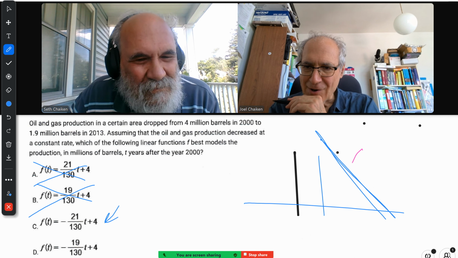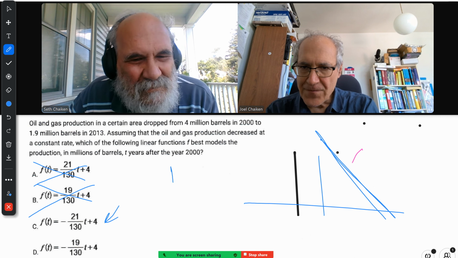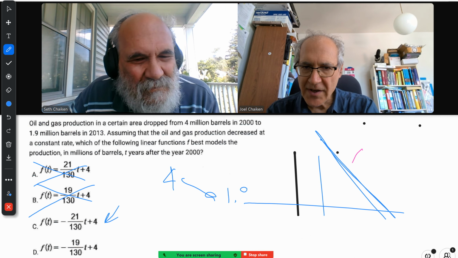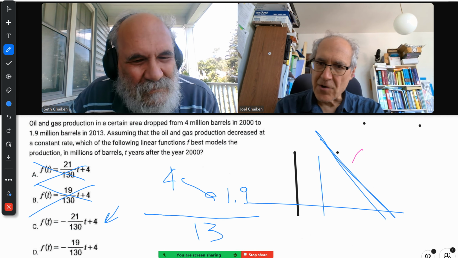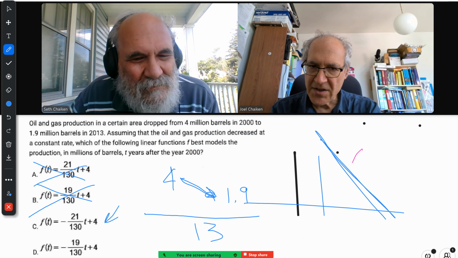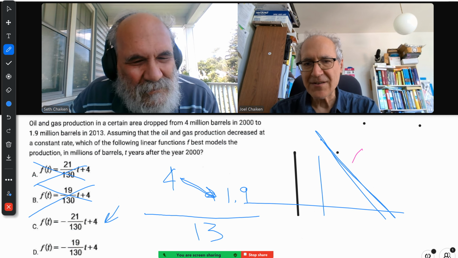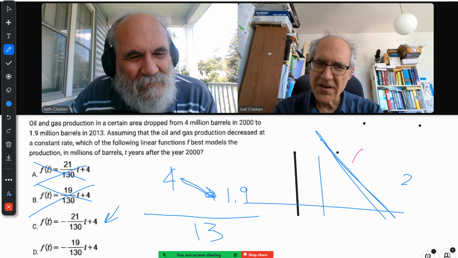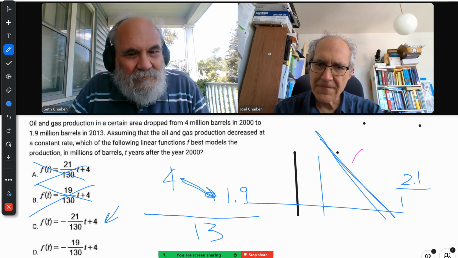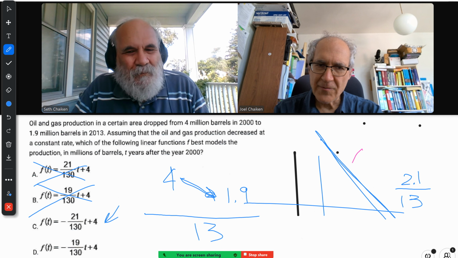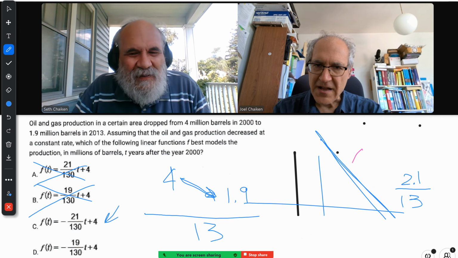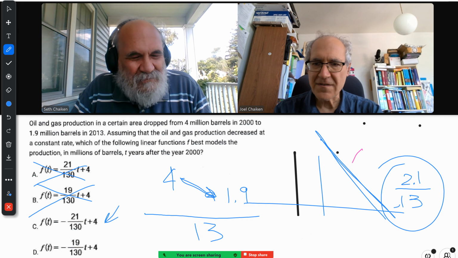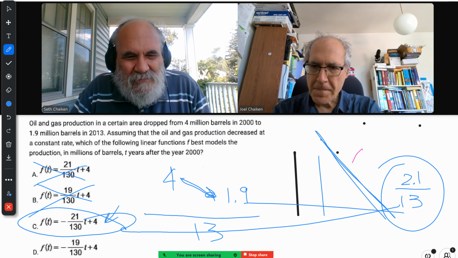It went down from 4 to 1.9 over 13 years. So that's the slope. 4 minus 1.9, or actually it's 1.9 minus 4 because it's negative. We already took that into account, divided by 13, so that's the answer. So that's 2.1? 2.1 over 13? Yeah, 2.1 over 13, right? So that's the answer, which is that one.